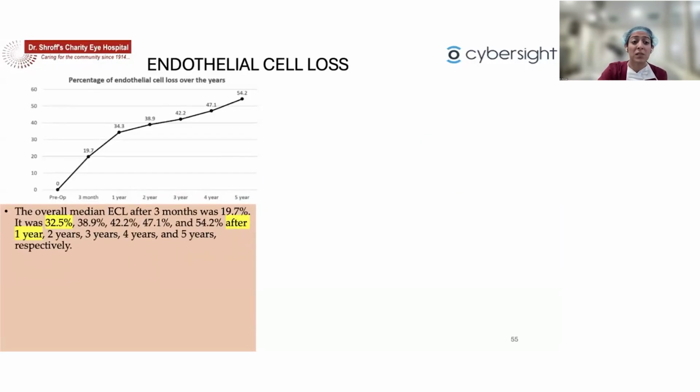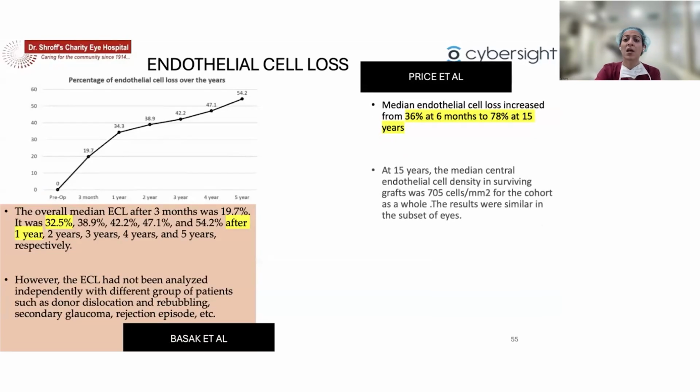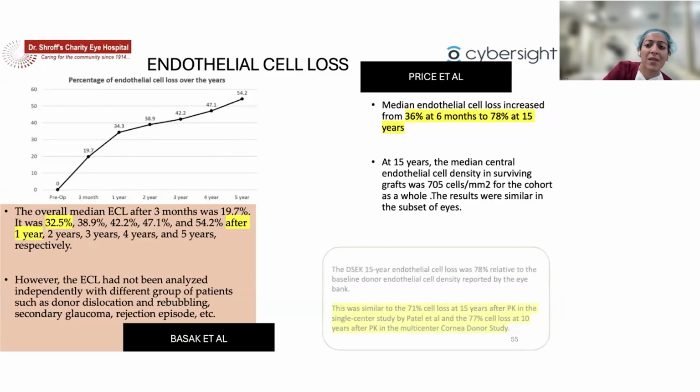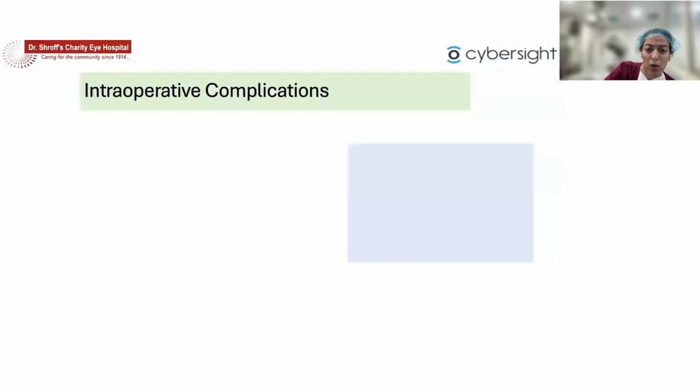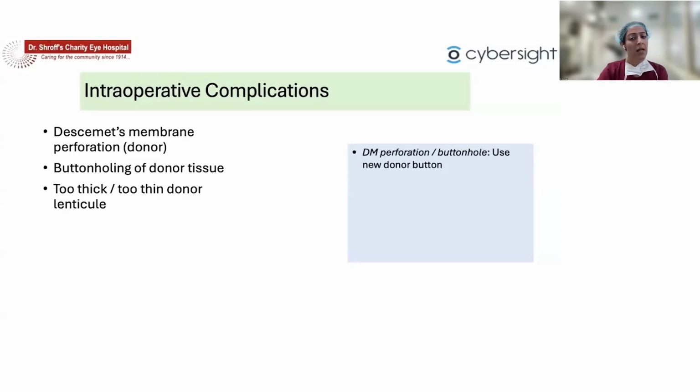The endothelial cell loss typically at 1 year reaches about 32%, and then it plateaus down. And at 15 years follow-up, the Price Group has noted about 78% endothelial cell loss. If you look at the complications, you can have during the intraoperative procedure, during the tissue prep, a DM perforation or button holing of the donor, where you may need to use a new donor button.